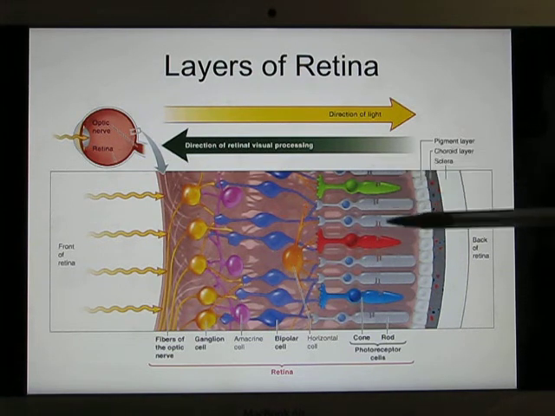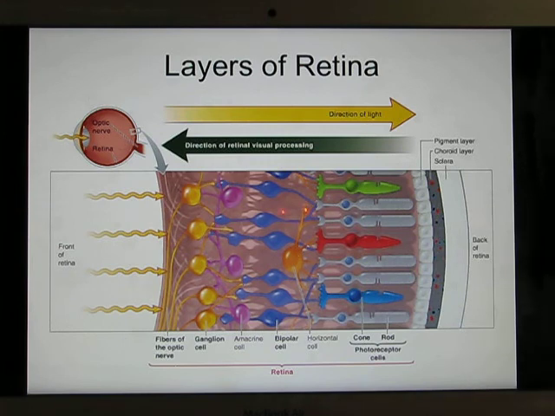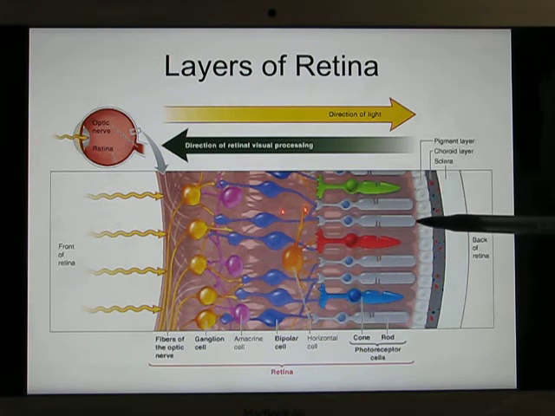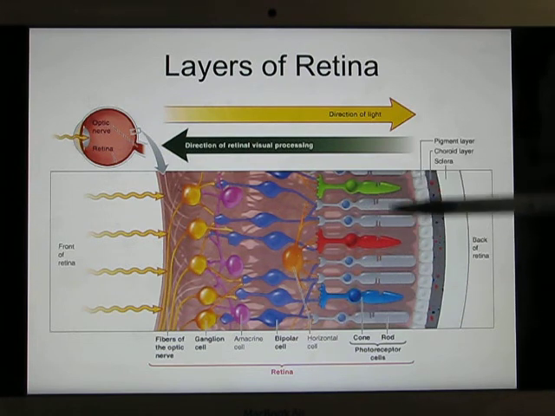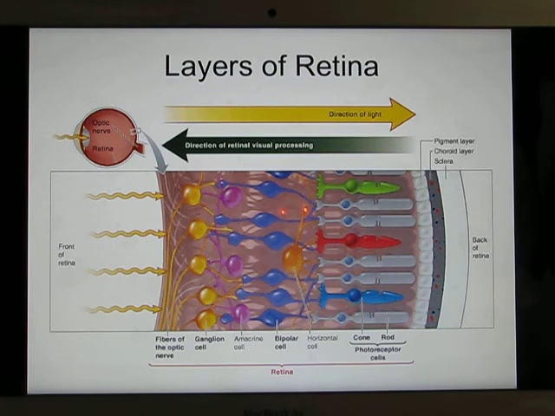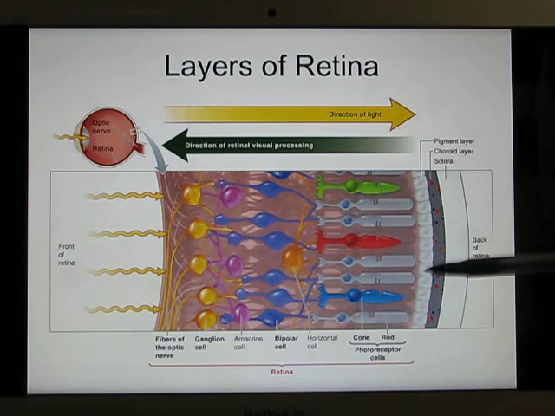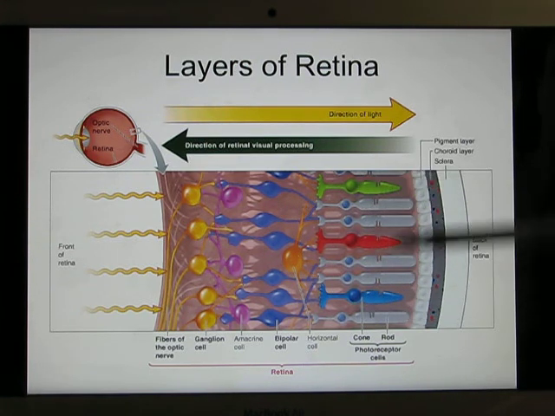And let's look at the cones. Cones, you have 3 different kinds of cones. We call them the blue cone, the red cone, and the green cone. So it depends on what wavelength hits it, and it will activate one of them most. So these 3 kinds of cones give you the color vision. And they need more light to activate them. And we use them for the daytime vision because in the daytime we have plenty of light. So in the daytime with plenty of light you can see color pretty well, and that's the cone system.